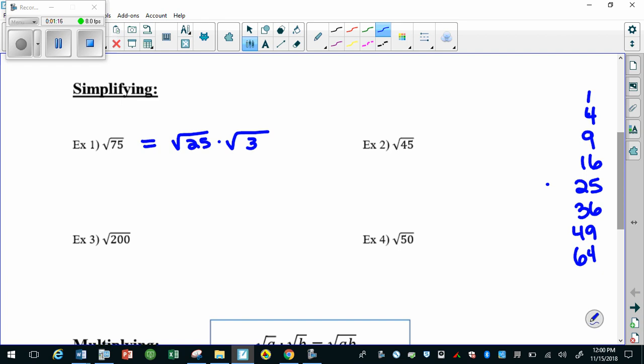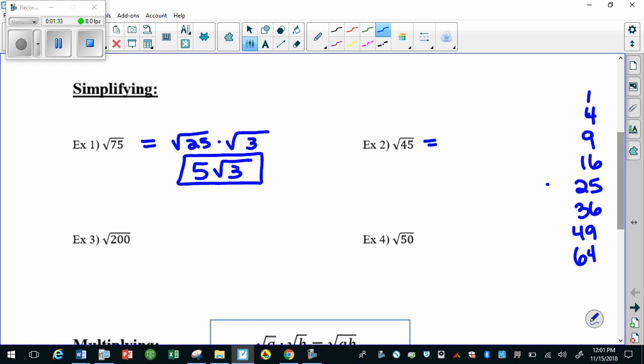So when you have that product, the radical 25 times radical 3, you can now take the radical bar off of radical 25 because it is equal to 5. And your simplified answer is 5 radical 3. Let's just try a few more of those and then we'll get into the new radical operations.